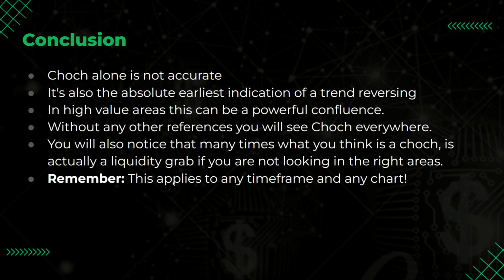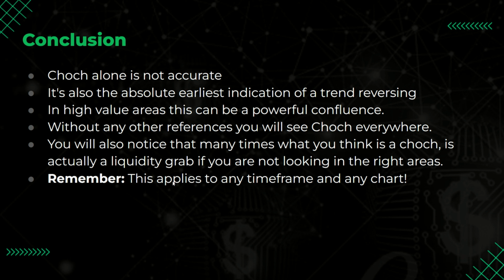So just to wrap up, in conclusion, change of character alone is not accurate. As I stated many times, just trying to trade a change of character without other confluences will result in many losses, and also result in you being on the wrong side of the market. It does give a lot of fake signals or false signals because we need to combine it with many other confluences that we are going over in this course.